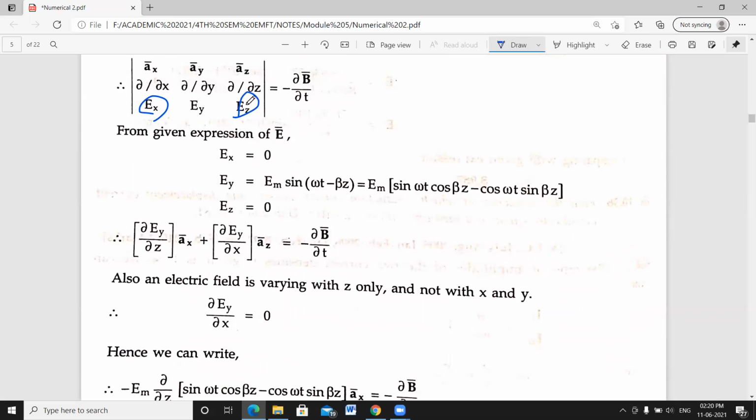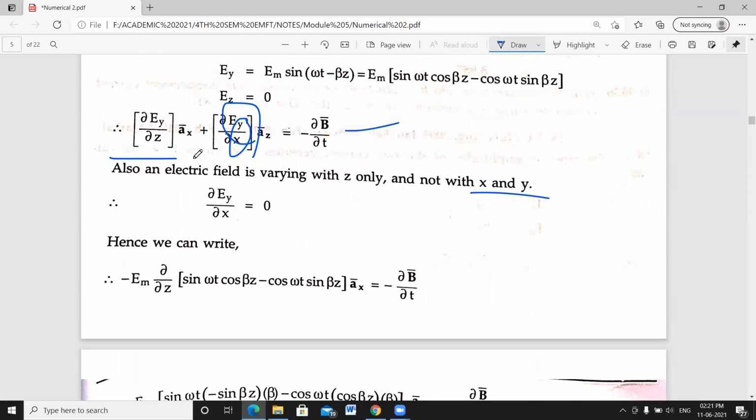Then if I take the expansion of that, I will get ∂Ey/∂z into Ax plus ∂Ey/∂x into Az, which is equal to minus ∂B/∂t. Also, the electric field is varying with respect to z only, and it is not varying with respect to x and y. Therefore ∂Ey/∂x is equal to 0, so this part goes off. The remaining part is only this part.